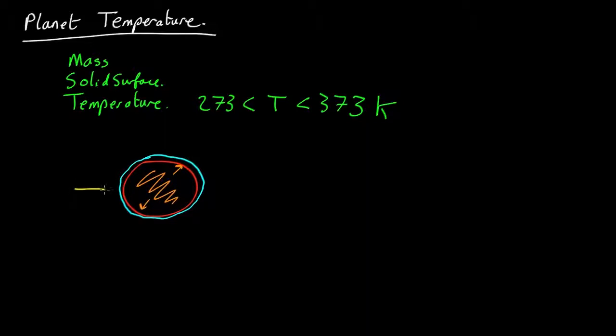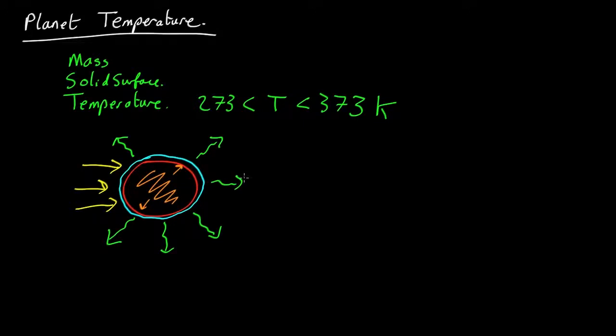You get heat in, which is radiation from the star that the planet orbits around, and heat out. Any object will radiate heat. This is called black body radiation. Everything does it. You're doing it as you sit here watching. I'm doing it as I sit here writing.